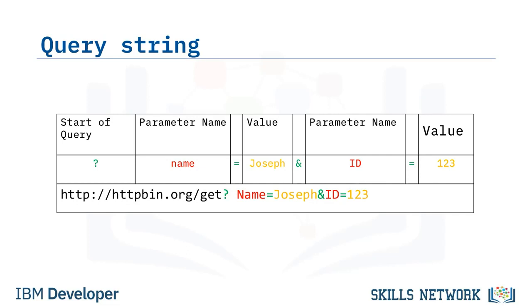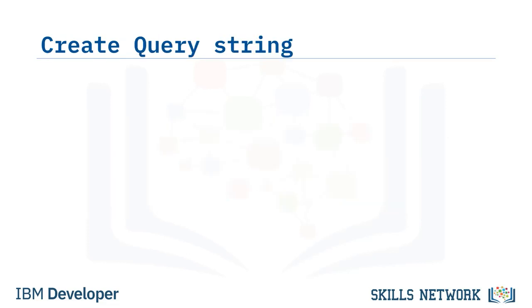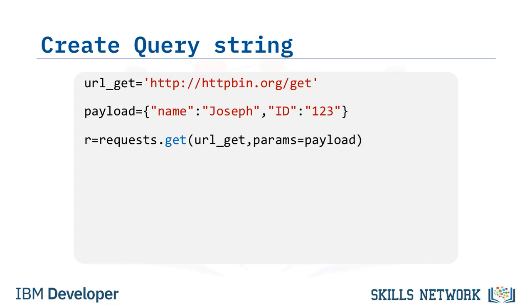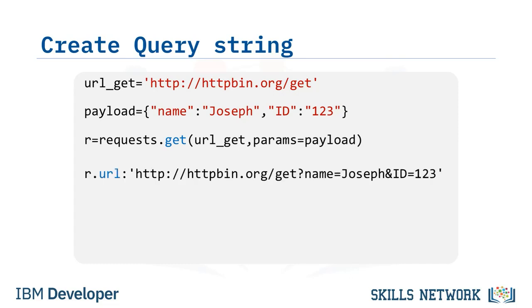Let us complete an example in Python. We have the base URL with /get appended to the end. To create a query string, we use the dictionary payload. The keys are the parameter names, and the values are the values of the query string. Then we pass the dictionary payload to the params parameter of the get function. We can print out the URL and see the name and values. We can see the request body. As the info is sent in the URL, the body has a value of None.